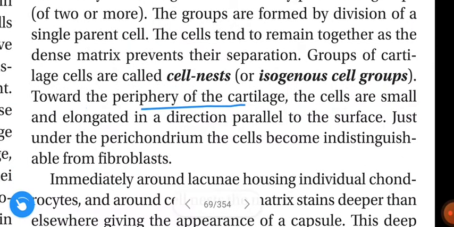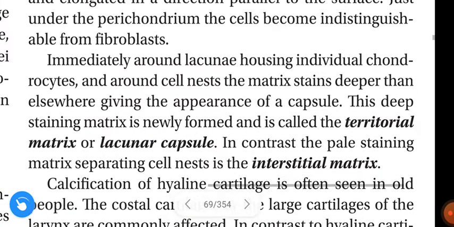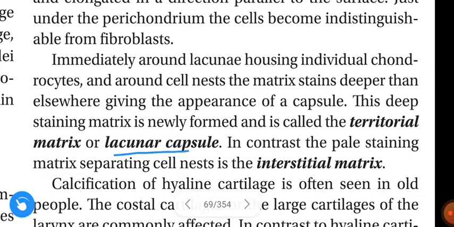Toward the periphery of the cartilage, the cells are small and elongated in a direction parallel to the surface. Just under the perichondrium, the cells become indistinguishable from fibroblasts. Immediately around the lacunae housing individual chondrocytes, and around cell nests, the matrix stains deeper than elsewhere, giving the appearance of a capsule. This deep staining matrix is newly formed and is called the territorial matrix or lacunar capsule.